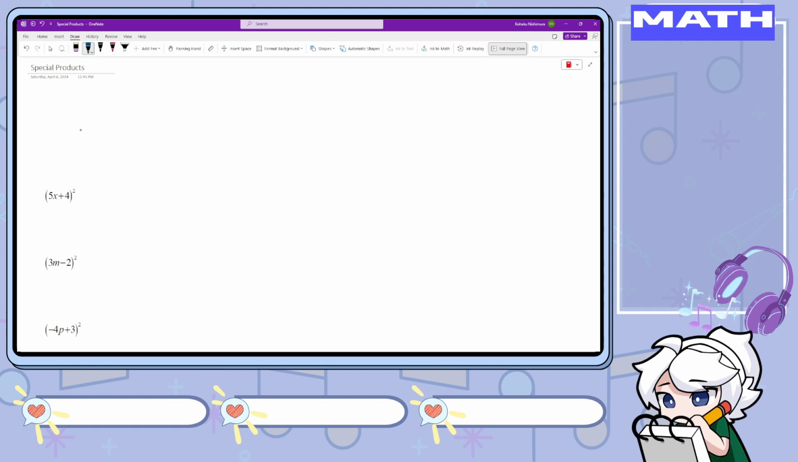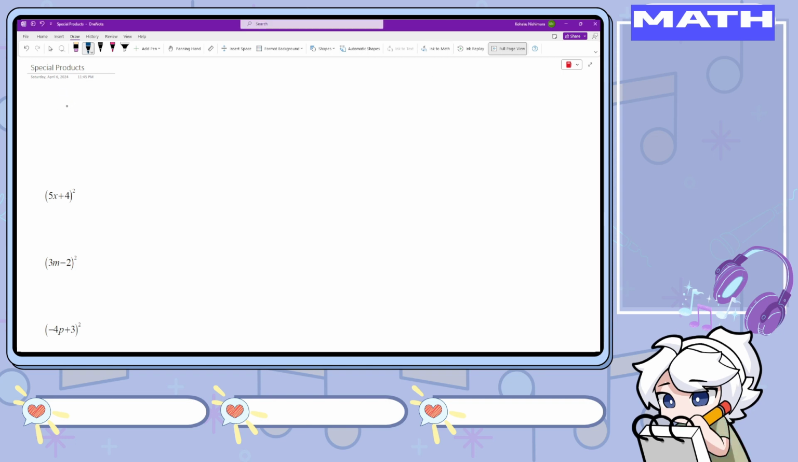So for this one, we are going to tackle special products. But what is a special product? It's a way wherein sometimes we don't use the FOIL method when we see a particular problem that we can solve using a shortcut. Now, for this first example, let's have this one.